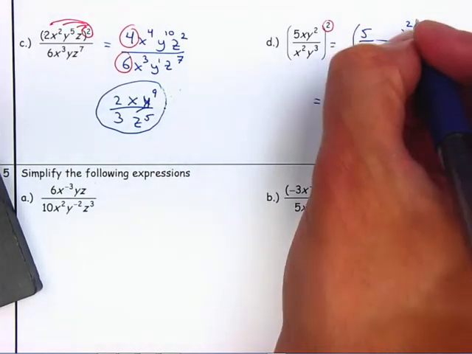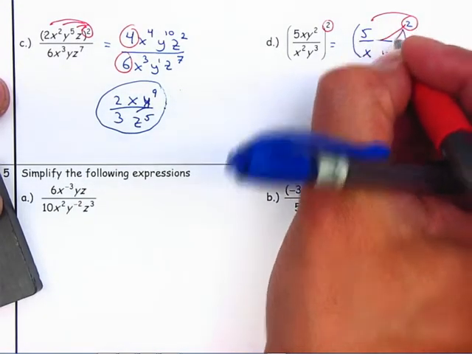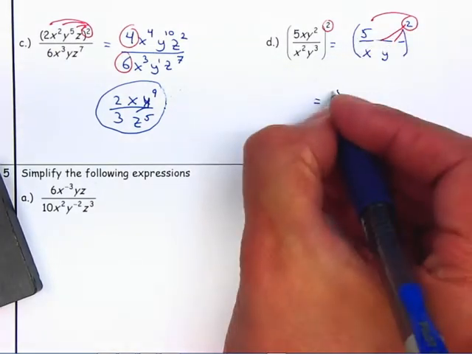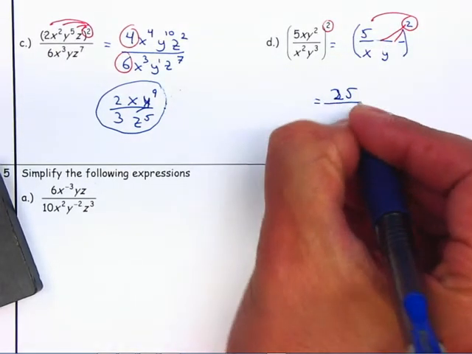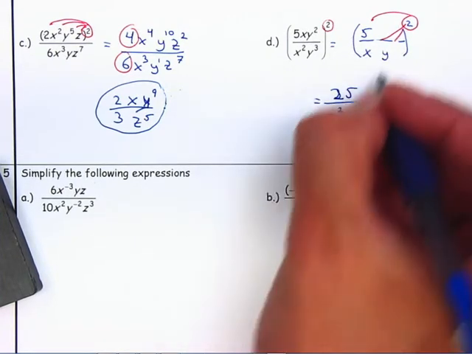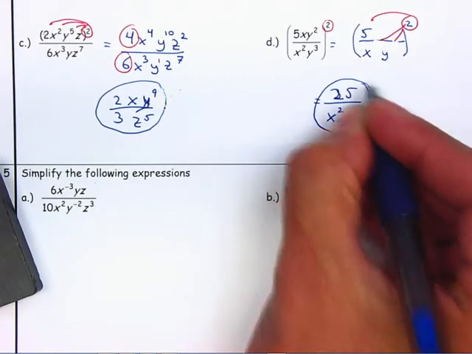I'm going to distribute my exponent. So this will be 5 squared. So it will be 5 times 5, which is 25. X to the second power. And y to the second power. And that will be my answer.